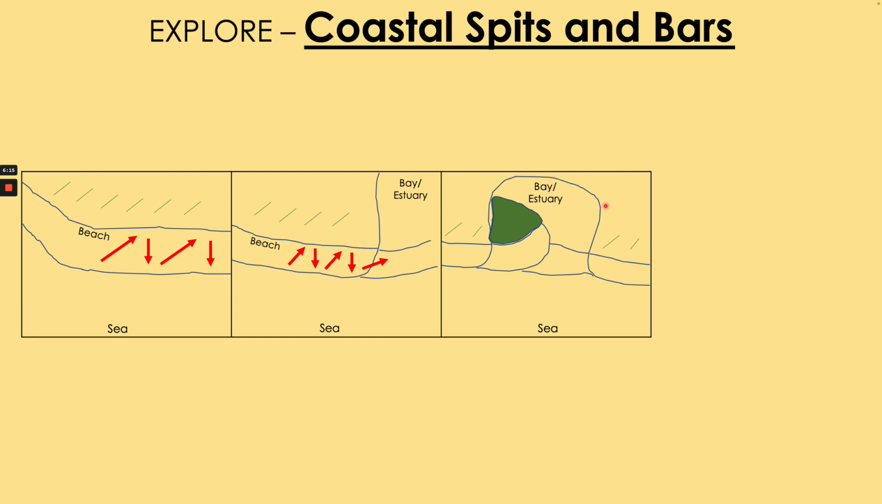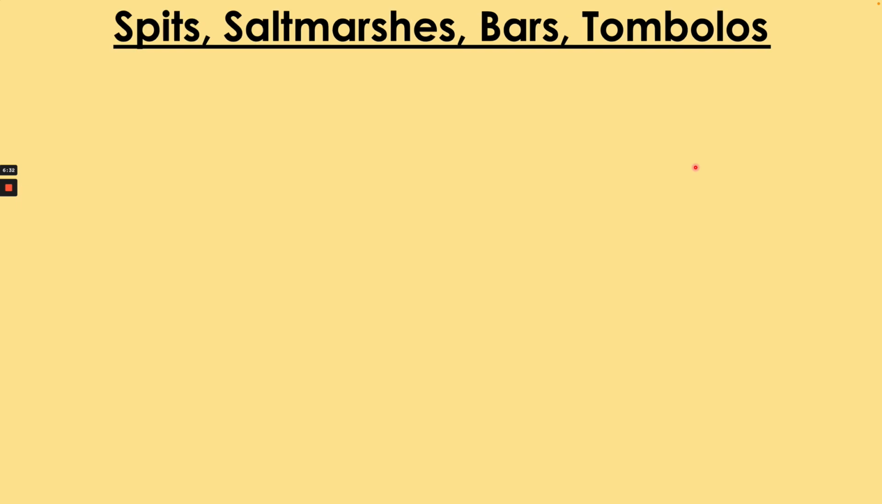And behind the bar, you have this isolated area of water called a lagoon. Thus, a spit becomes a bar when it connects two headlands. This is our first depositional landform, spits and bars. Let me show you some photos.